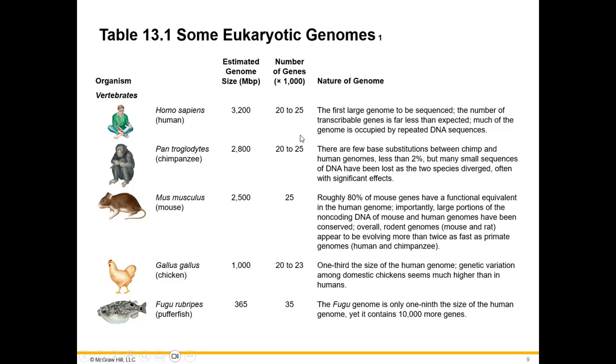When we look at the mouse genome, about 80% of mouse genes have a functional equivalent in our human genome, and large portions of the non-coding DNA of mice and humans both have been conserved. Overall, rodent genomes like the mouse and the rat appear to be evolving more than twice as fast as primate genomes, like the human and the chimpanzee.